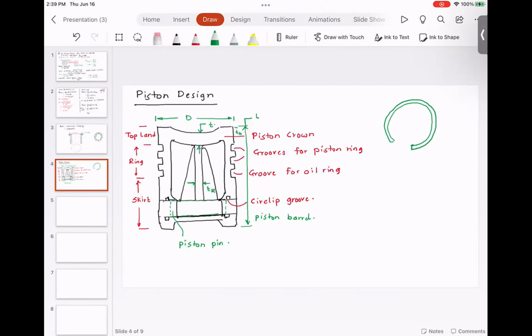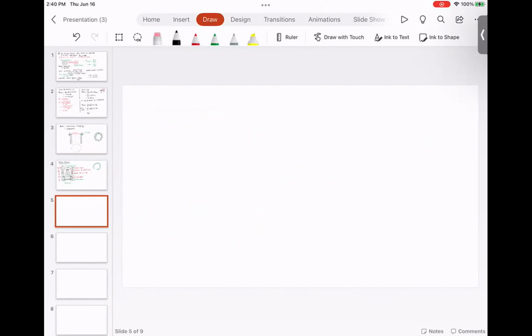Once again, just before we start, I want to tell you that these top rings are for sealing, and this bottom ring is called the oil ring. This is for scraping. Too much oil is also bad because it reduces the combustion efficiency and increases pollution. So as the piston is going up and down, you want to scrape the excessive oil at the interface. So how do we design the piston head?